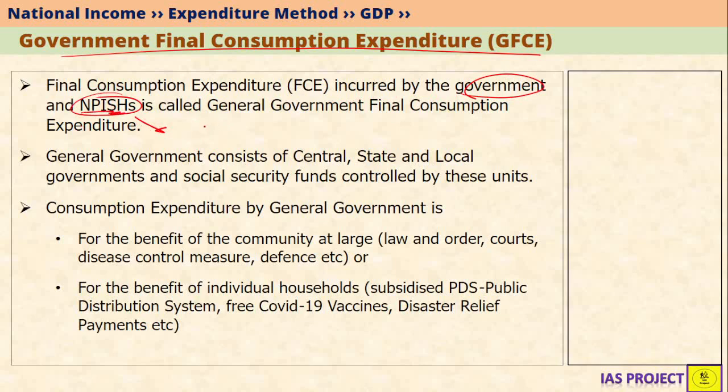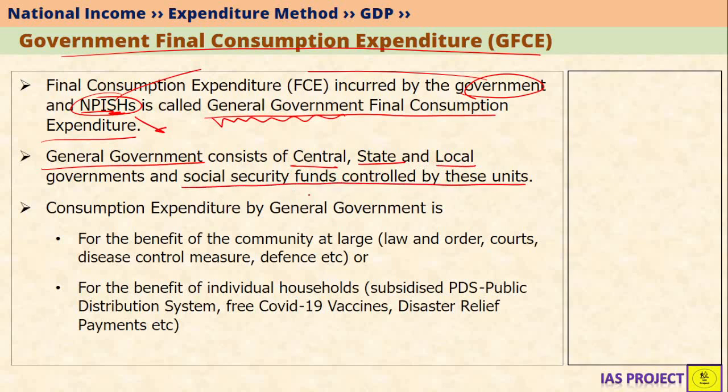So final consumption expenditure of these two sectors is called general government final consumption expenditure. We have already talked about what general government is. Let's see once again. General government consists of central government, state government, and local government, and also social security funds controlled by these units. For example, we have seen pension funds. So general government includes central government, state government, local government, and funds like pension funds or social security funds, which are controlled by these governments.